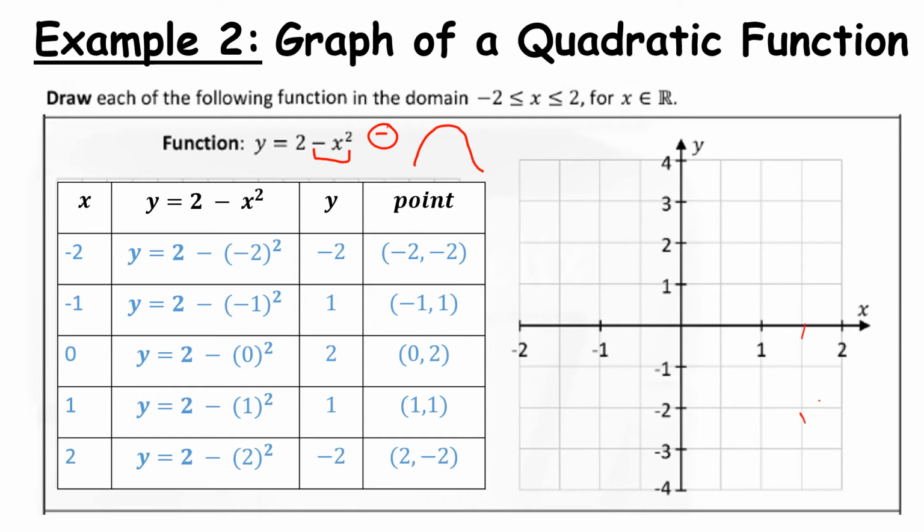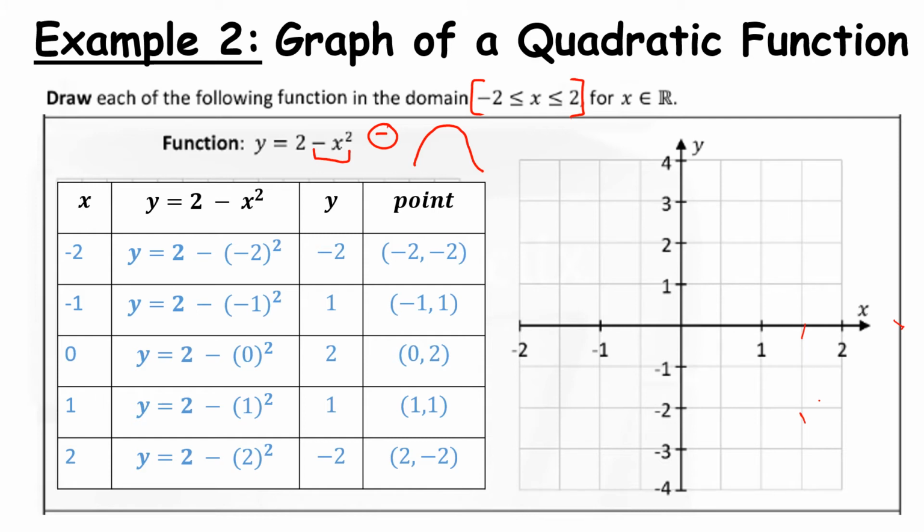So I've already filled in my table. The first column is my x, which goes between minus 2 and 2, and that's coming from my domain here. I then fill in my actual function itself, which is y is equal to 2 minus x squared. Remember to put all those values in as brackets squared. That gives me a y value, and then it gives me a point.